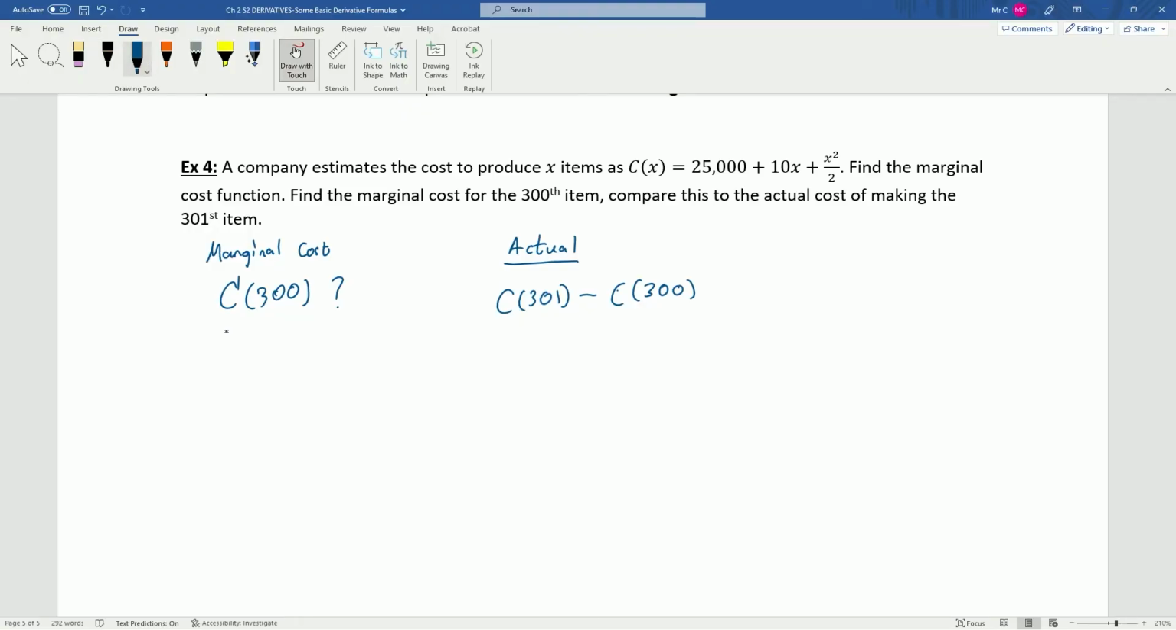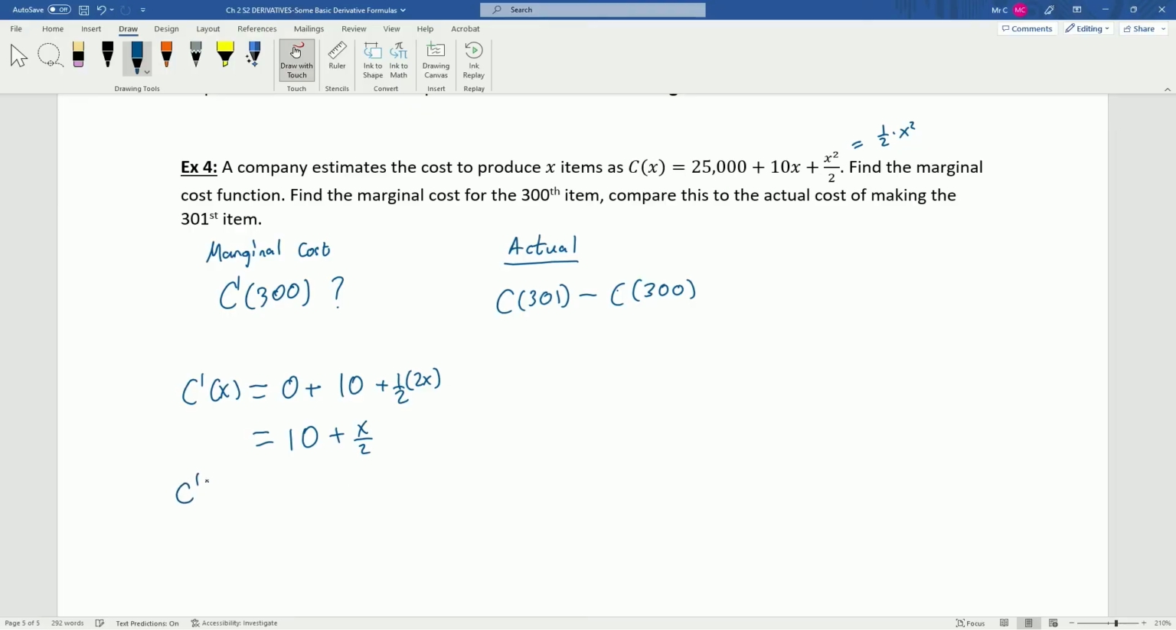So we've done a bunch of these derivative examples, so I'm going to do this one kind of in my head a little bit. The derivative of 25,000 is 0. The derivative of 10x is 10 times the derivative of x, which is 1, so that's just 10. Plus 2x. Remember, x squared over 2 is really just 1/2 times x squared. So it's 1/2 times the derivative of x squared, which is 2x. So this is 10 plus x over 2.